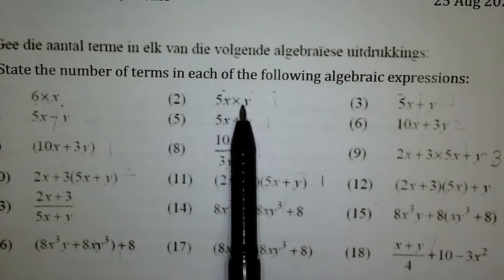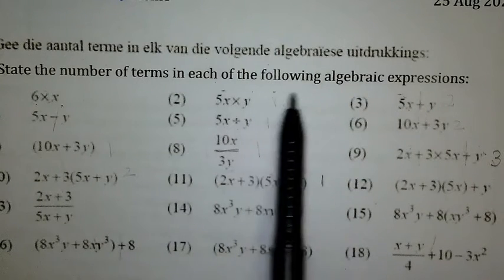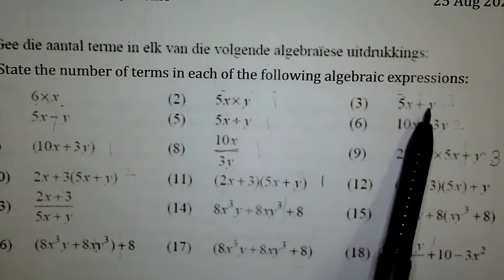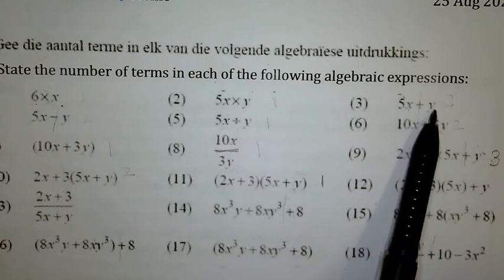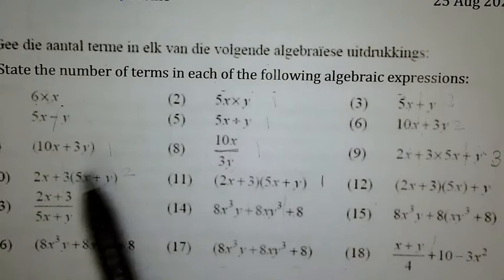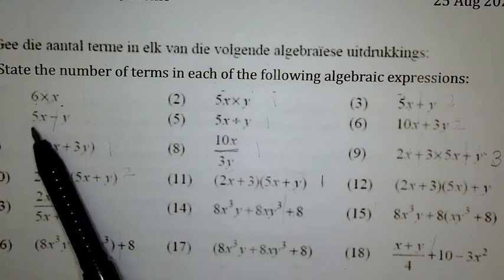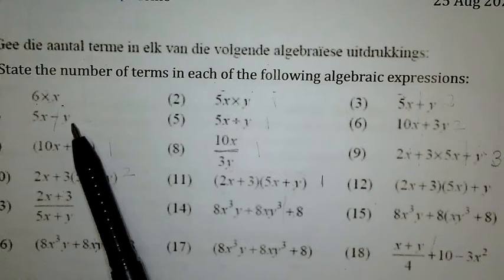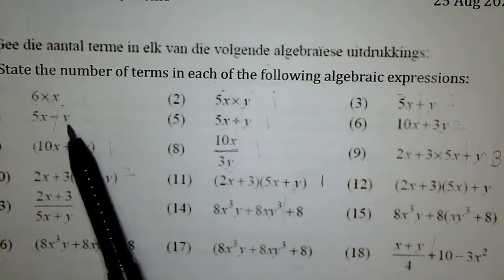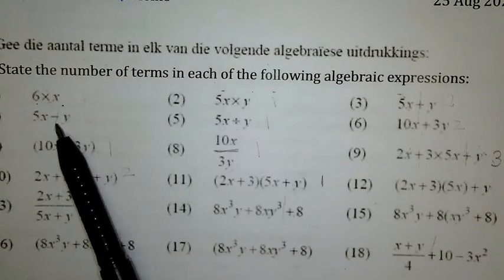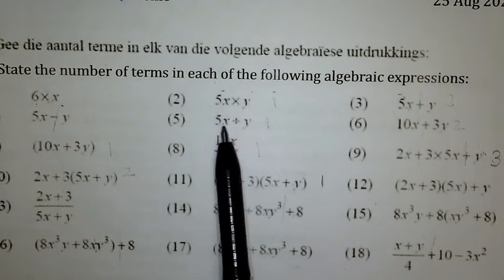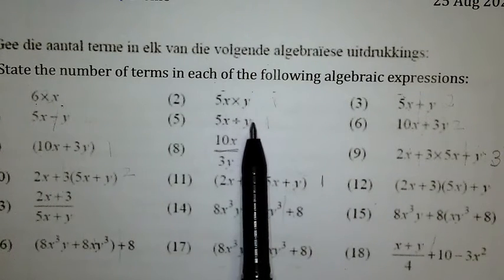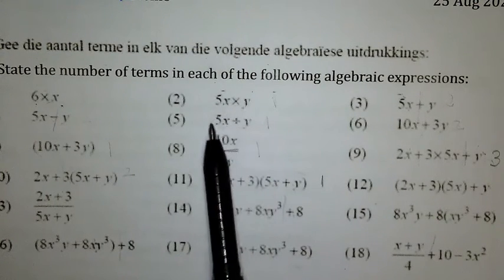5x times y, times is not separating, so it's 1 term. 5x plus y, the plus is separating there, so it's 2 terms. The expression consists of 2 terms. Look at this one here, you've got 5x minus y, which consists of 2 terms, because the minus sign is separating terms. This one is a division sign. 5x divided by y. Division is not separating, so it's one term there.